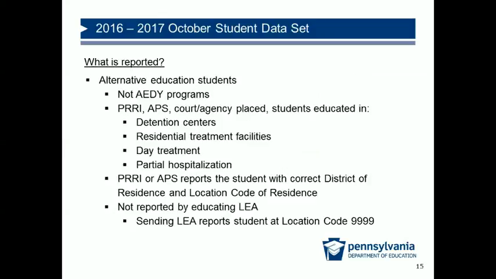Alternative education students that are not in an AEDY program. These are students that are in a PRRI or an APS, that are court or agency placed or educated in detention centers, residential treatment facilities, day treatment, or partial hospitalization. The PRRI or APS reports the student with the correct district of residence and location code of residence. If the facility is not reporting to PIMS, then the sending LEA must report these students in location code 9999.